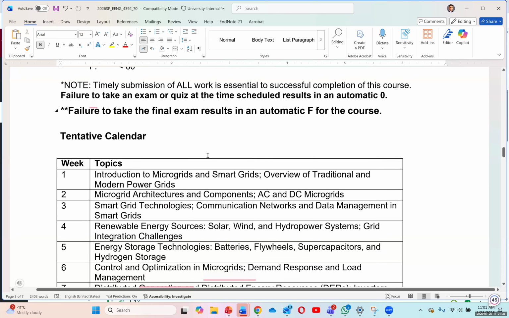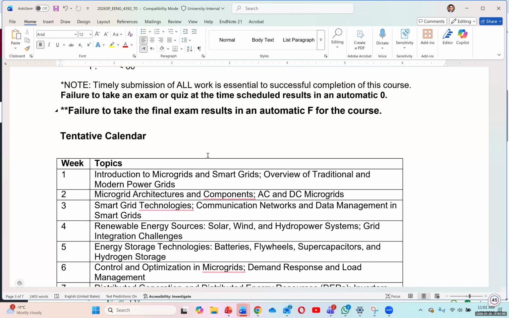Failure to take the final exam results in an automatic F for the course. Failure to take an exam or quiz at the scheduled time results in an automatic 0.